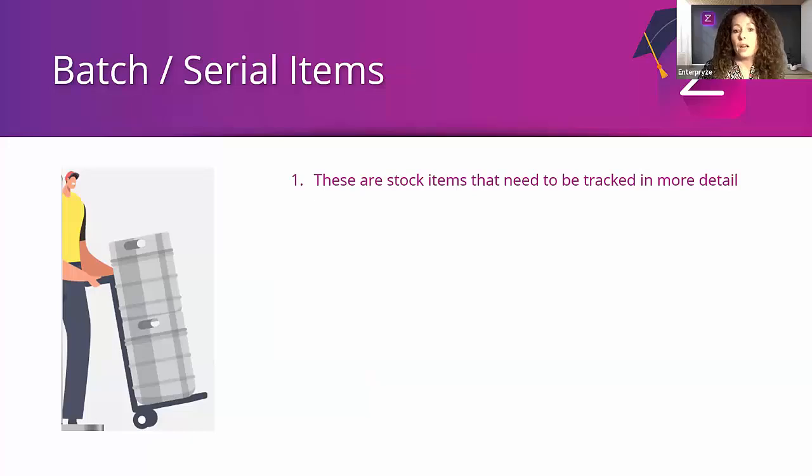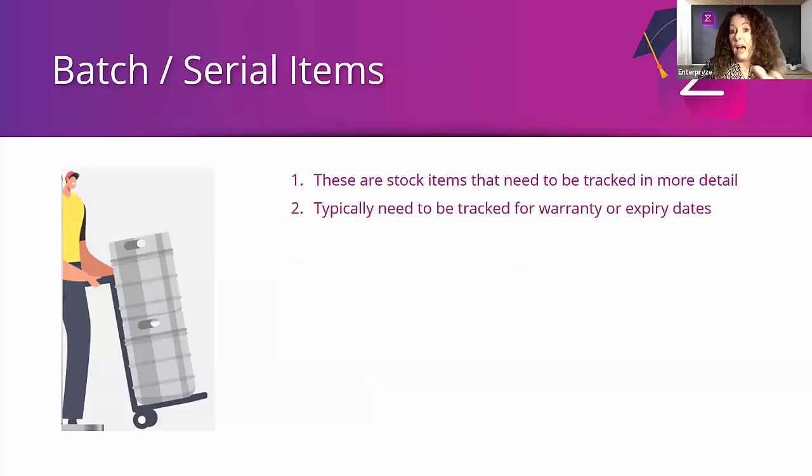So these are stock items that need to be tracked, obviously, in more detail. So typically tracked for warranty and expiry dates. So I gave a good example earlier on of where we talked about food and beverage, where you have items that have got an end of life and you want to ensure that the right information is tracked on them correctly at the time.